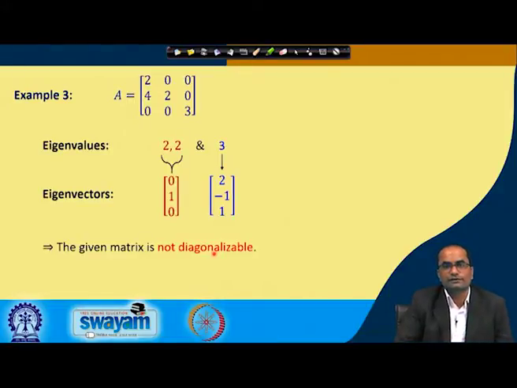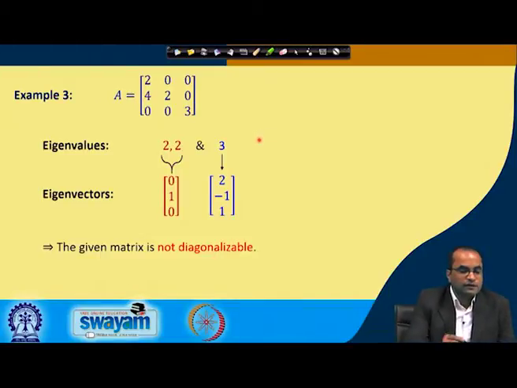So, what we have seen here is that not every matrix can be diagonalized. We can diagonalize only those matrices when the set of eigenvectors is full, meaning if it is an n by n matrix and we get n linearly independent eigenvectors, then we can diagonalize the matrix, otherwise we cannot diagonalize the matrix.